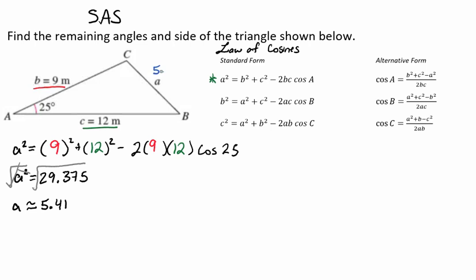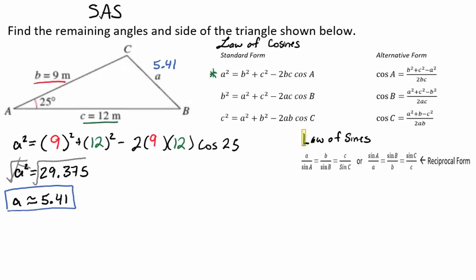So let's write that in there. 5.41. So here we've got A. Next, we're going to solve for B and for C. Now, we're looking at it and we say, hey, we now have the side value of A. We can use the law of sines, and we totally could. Remember that in the law of sines, we're just using proportions of our sides across from the angles, with their sines.